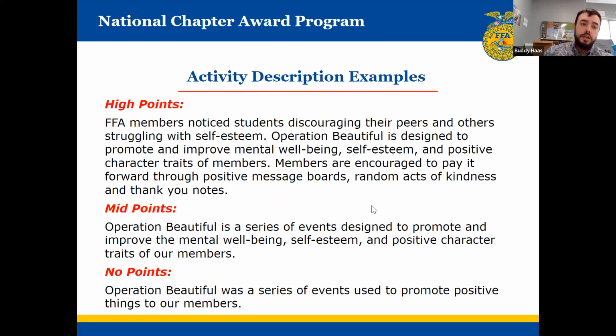An activity description deserving of the high point area, so 4 to 5 points, would be this example: FFA members notice their peers being discouraged and struggling with self-esteem. Operation Beautiful is designed to promote and improve mental well-being, self-esteem, and positive character traits of members. Members are encouraged to pay it forward through positive message boards, random acts of kindness, and thank you notes. So this first sentence, for me, reading it, saying FFA members notice students discouraging their peers and others struggling with self-esteem, is the reason why they are doing the activity.